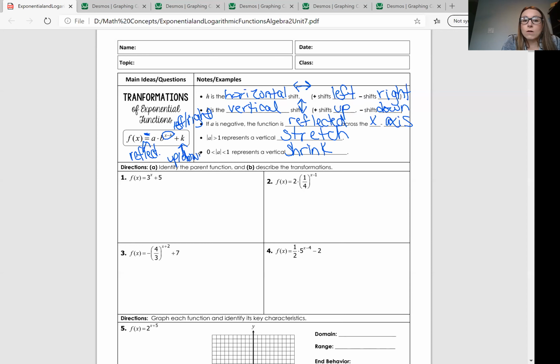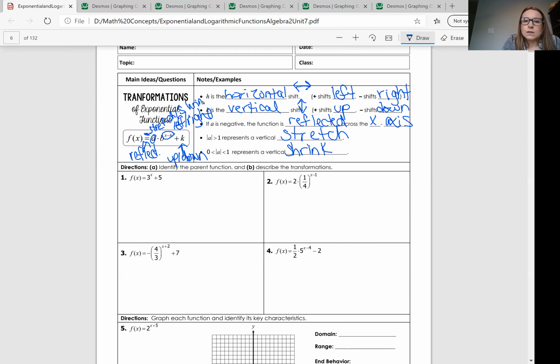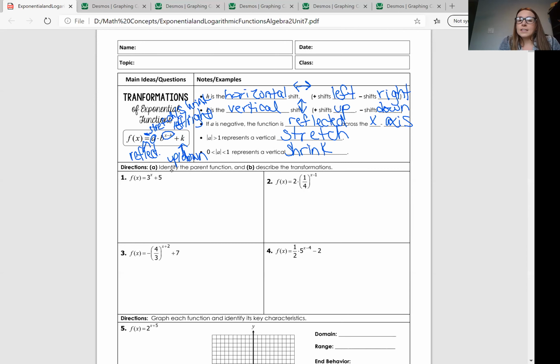Now, it may do all of these things. It may be a reflection. It may go up, down. It may go left, right. This a tells you whether it's going to be a vertical stretch or shrink. So let me try and squeeze that in there. All right, so it may have all of these different transformations, or it may just have one of these. It doesn't have to be all, it could be two of them, and you'll see that in just a few minutes. So this is a lot.